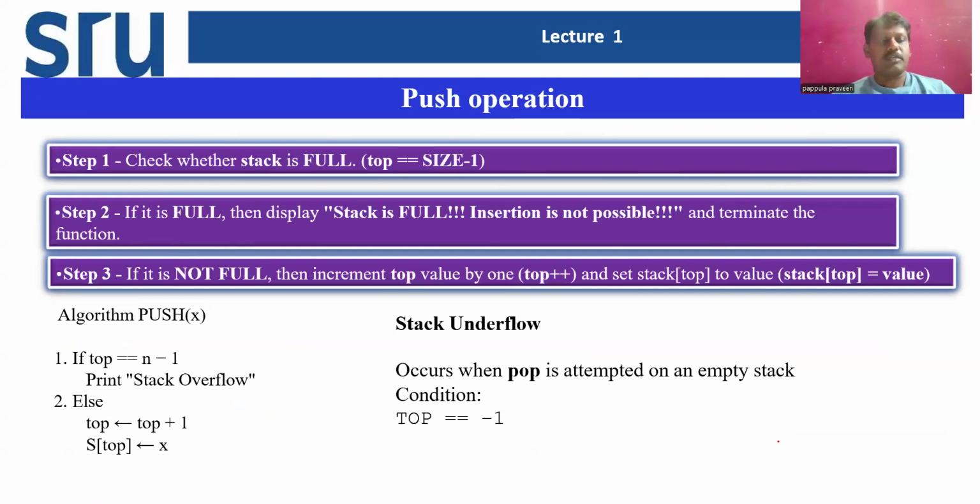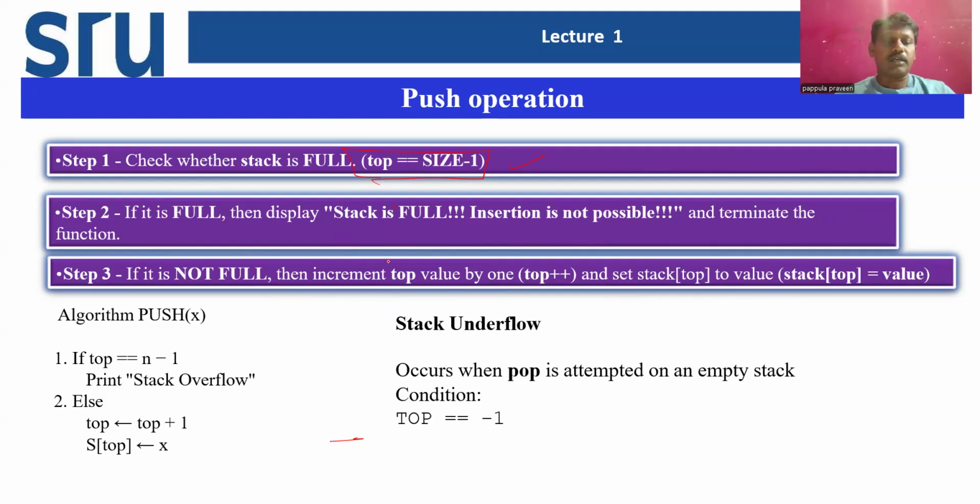In push operations, the step 1 is check whether the stack is full or not. Whether stack is full or not, top equal to size minus 1. Then your stack is full. If it is full, then display stack is full. The insertion is not possible and terminate the function. Step 3, if it is not full, then increment top value by 1. That is called the set stack of top. You have to set stack of top equal to the value.